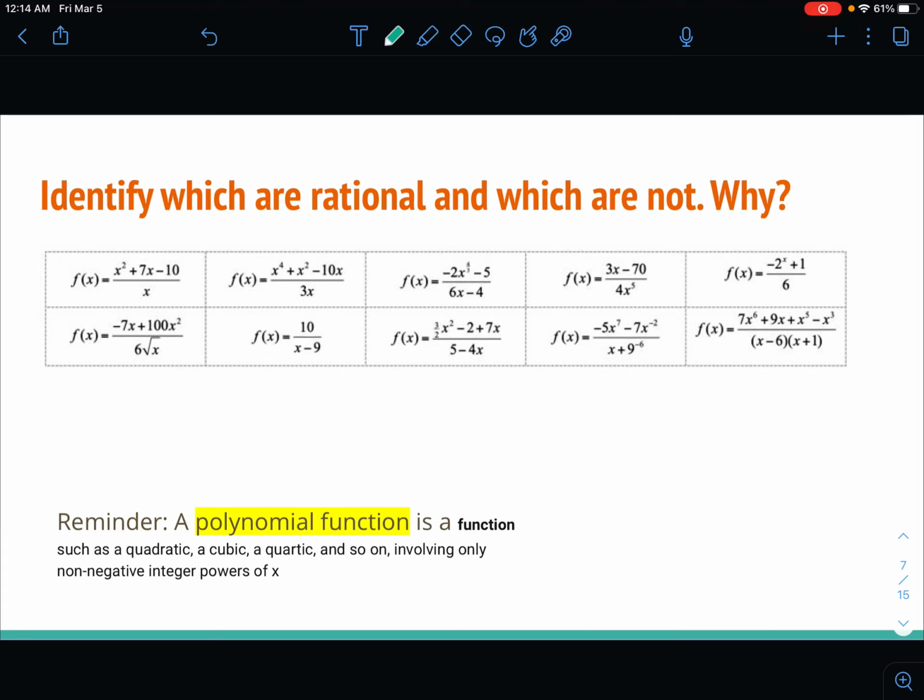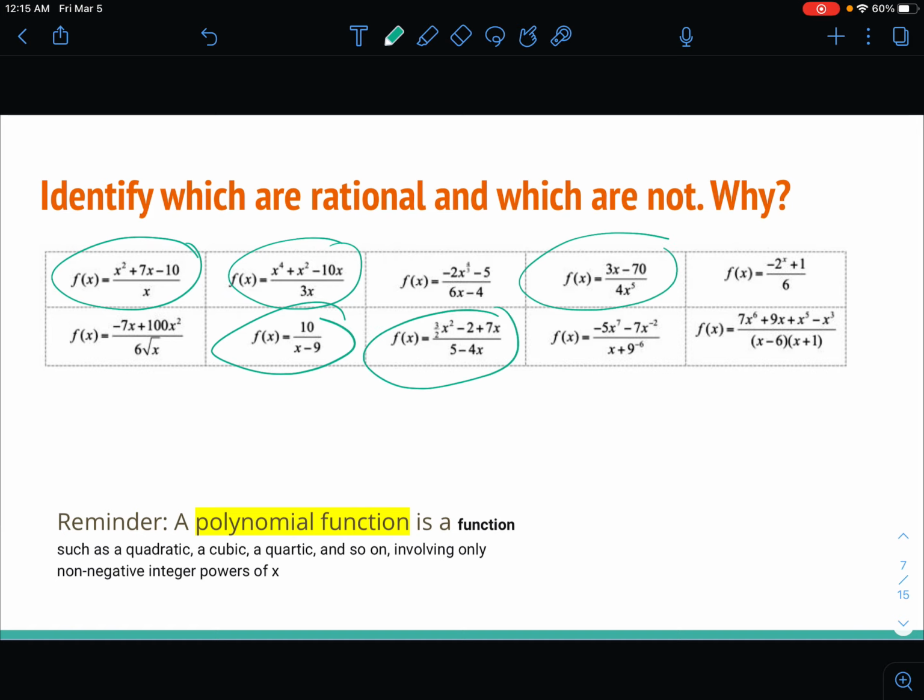And just a reminder here at the bottom is that a polynomial function is a function such as quadratic, cubic, quartic, and so on, but it involves only non-negative integer powers of x. Okay, so that's key. Go ahead, pause, and let's see which ones you get. Okay, so I'm going to go ahead and circle which ones are the polynomial functions. Please notice some of these are trying to trick you just a little pinch.